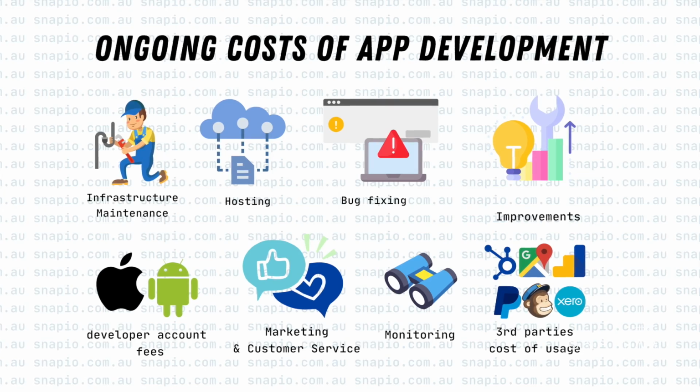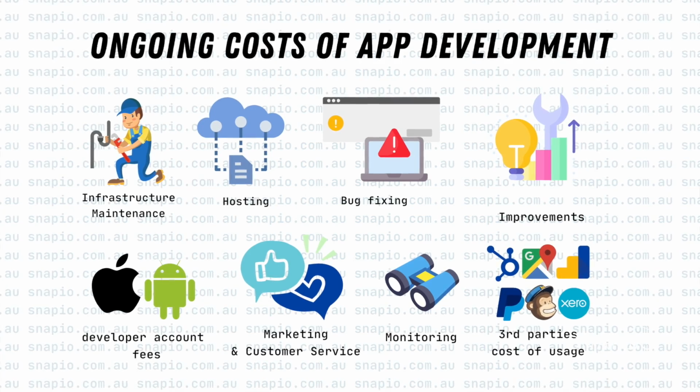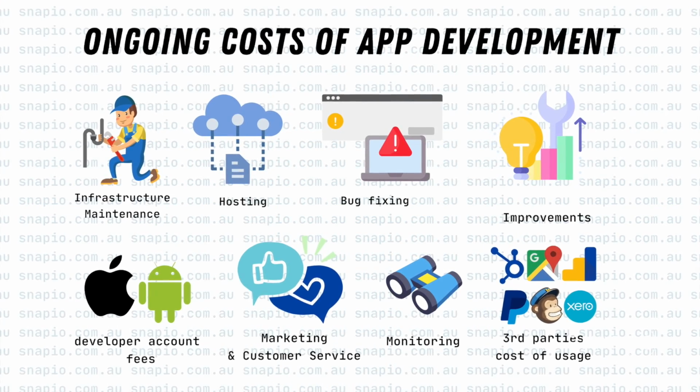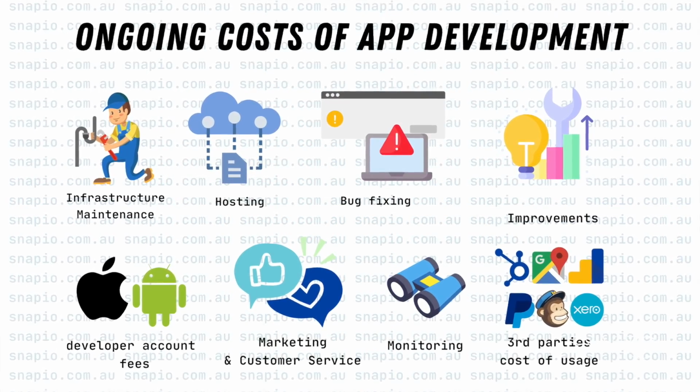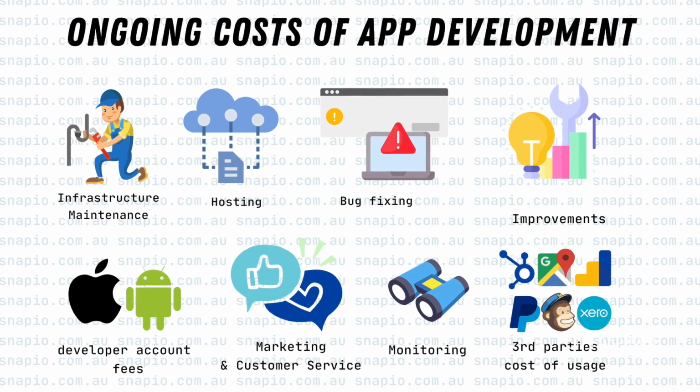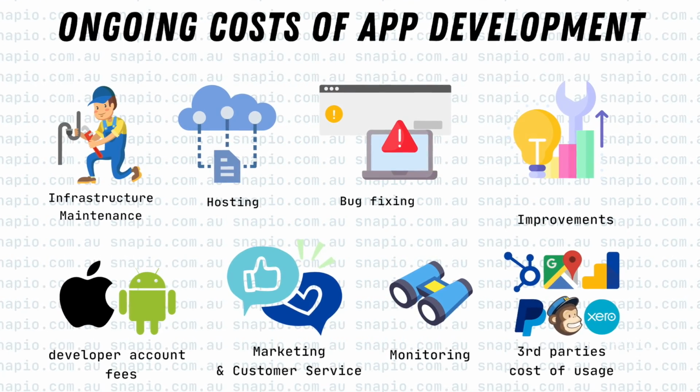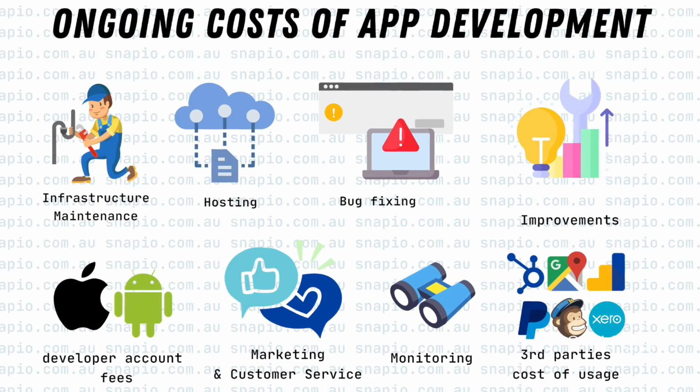So what makes up those ongoing costs? We have hosting, bug fixing, third-party costs, third-party compatibility, monitoring, infrastructure maintenance, mobile app specific costs, and other ongoing costs that are not to do with the maintenance of the app. Let's go into each one of those and break them down.